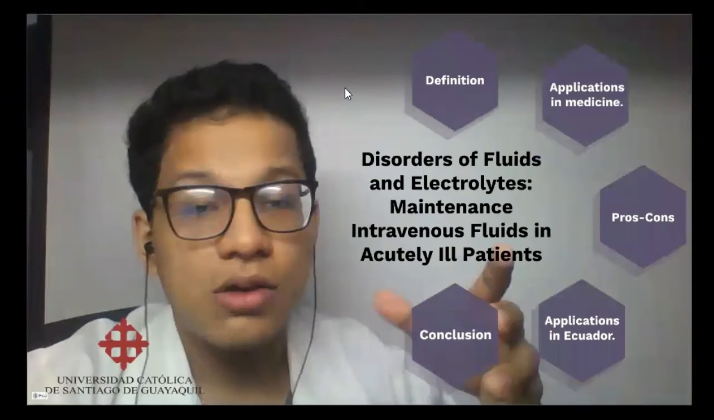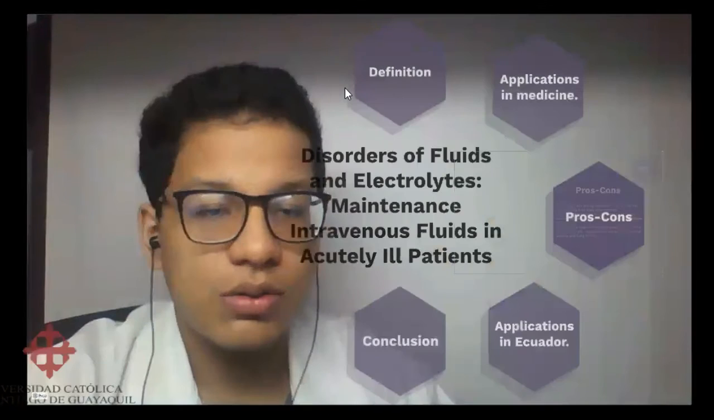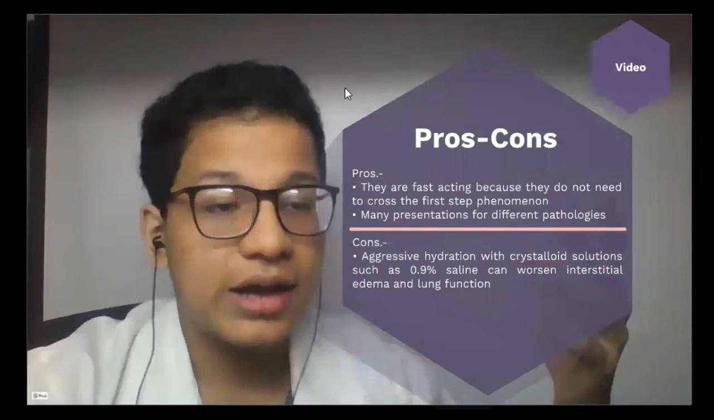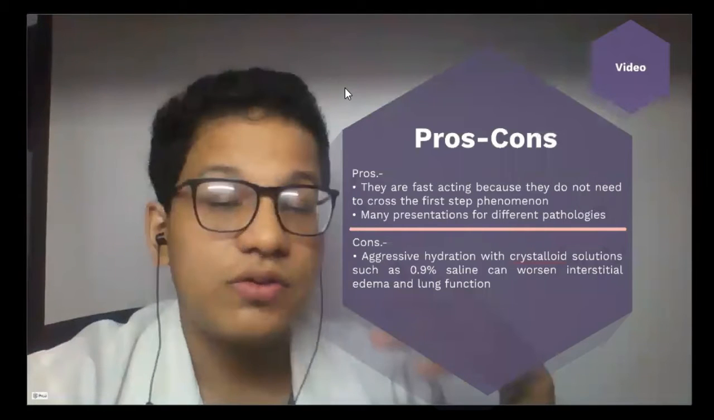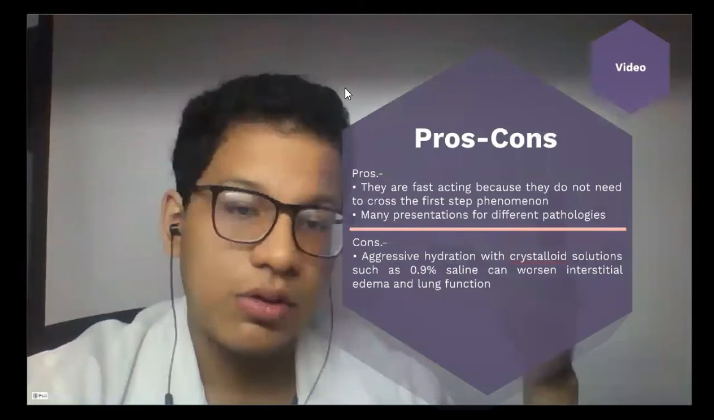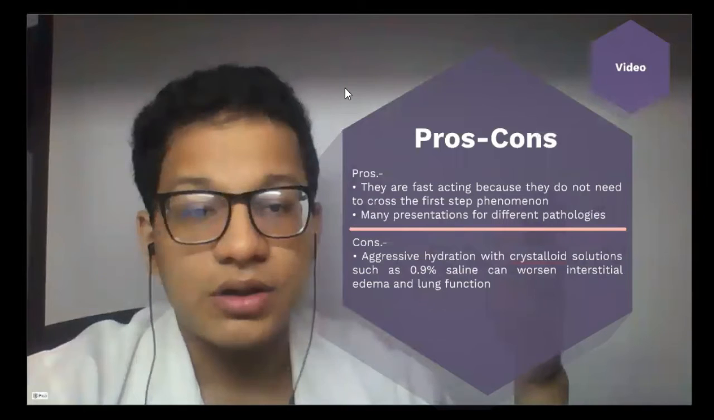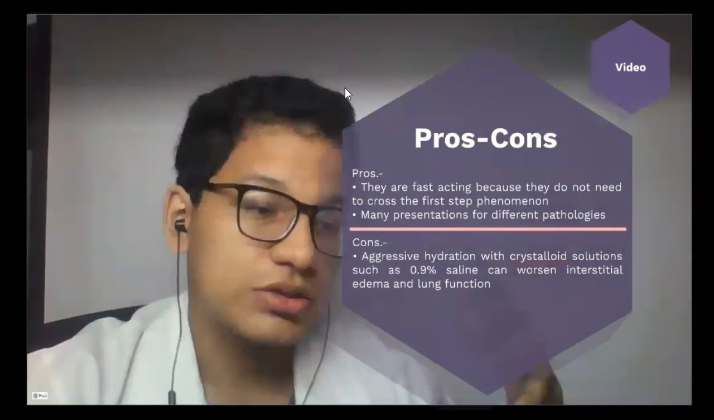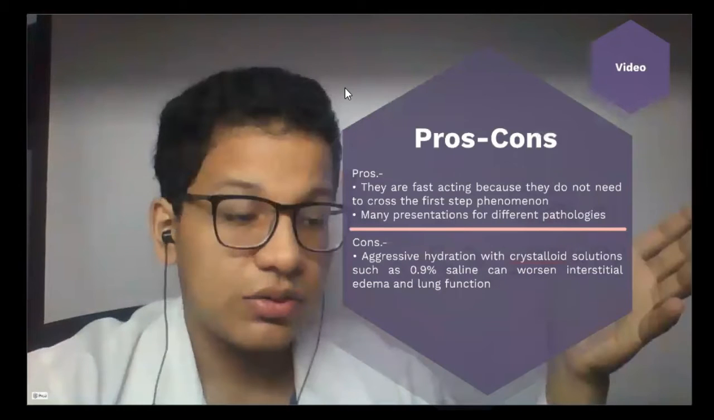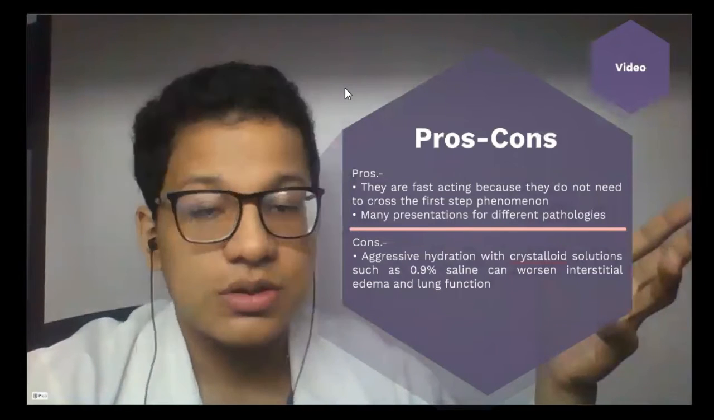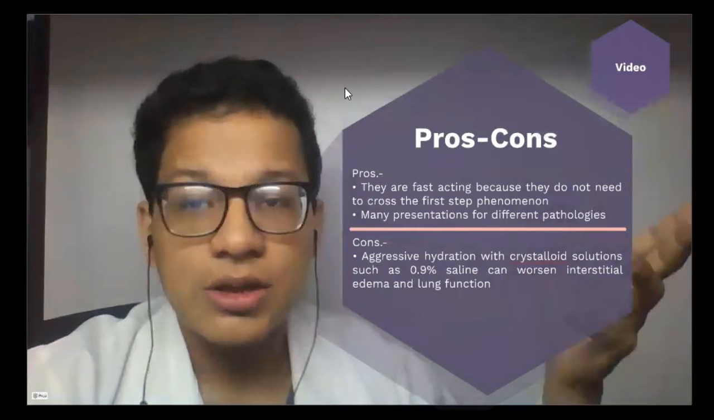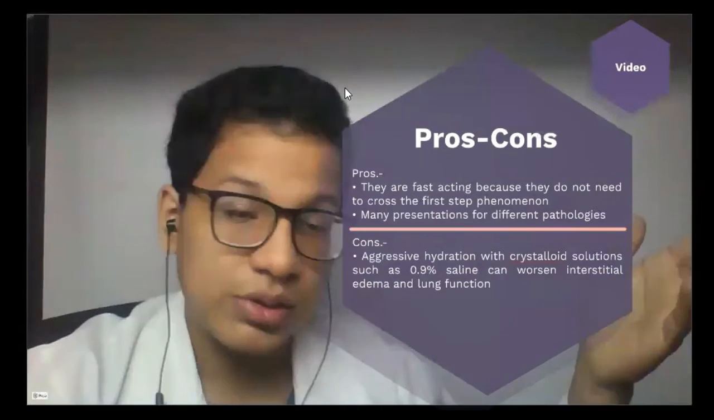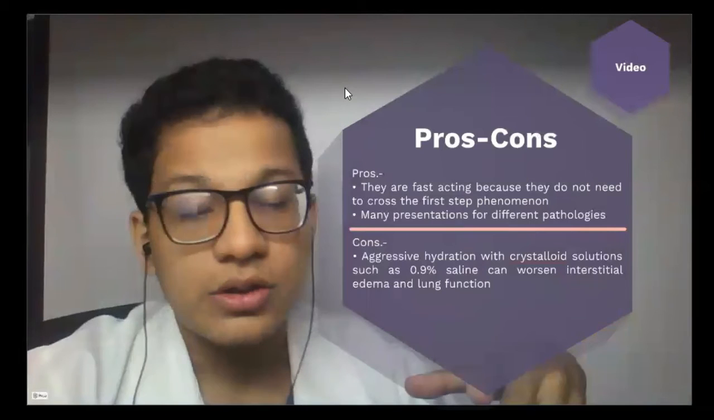Now we have the pros and cons of this therapy. The pros are that they are fast acting because they do not need to cross the first-pass phenomenon, as, for example, with oral treatment. Also, there are many presentations for different pathologies, with differences in the case of a gastrointestinal problem or, for example, a shock problem. They are also cheap compared to other hemodynamic replacement therapy. That is another pro.